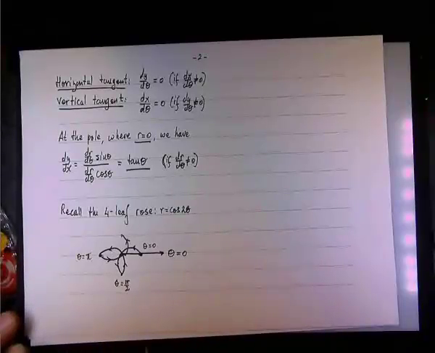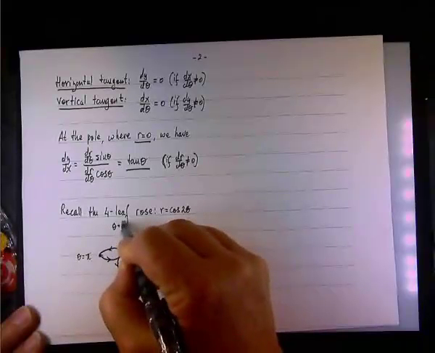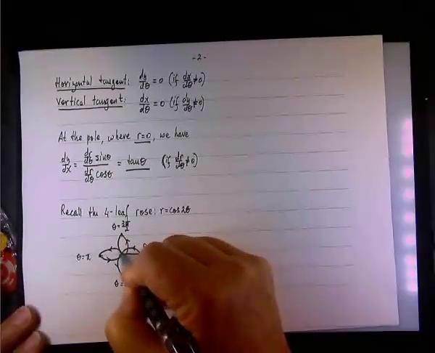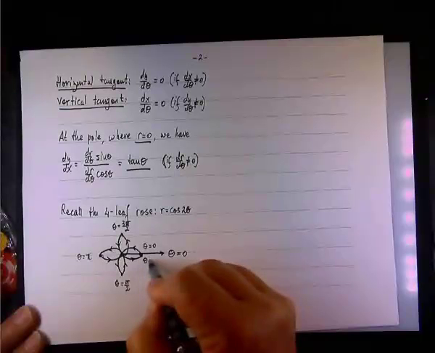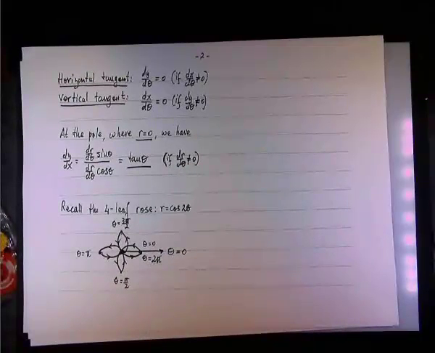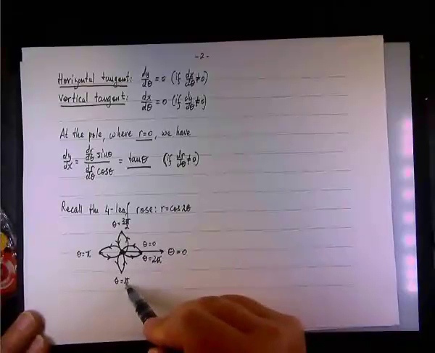Because with a parametric curve, a polar curve is not just a curve, it's a curve with a direction. So at this point, this is where theta was equal to 3 pi over 2, and then we completed the loop and came back down here where theta was equal to pi. Okay?